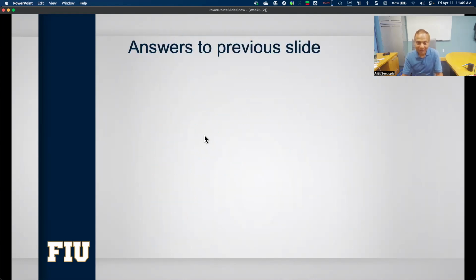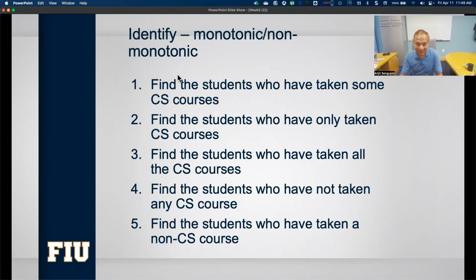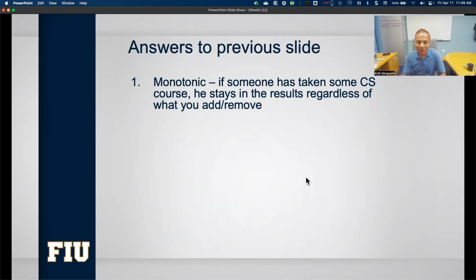The first one, students who have taken some CS course: if they have taken a CS course, they have taken it, so monotonic. Same thing with number five, students who have taken a non-CS course. If they have taken a non-CS course, they have taken it and they'll show up in the result. But all of these other ones, number 2, 3, and 4, are non-monotonic. So for example, the second one is the only, all, and none, right? So think about the only part.